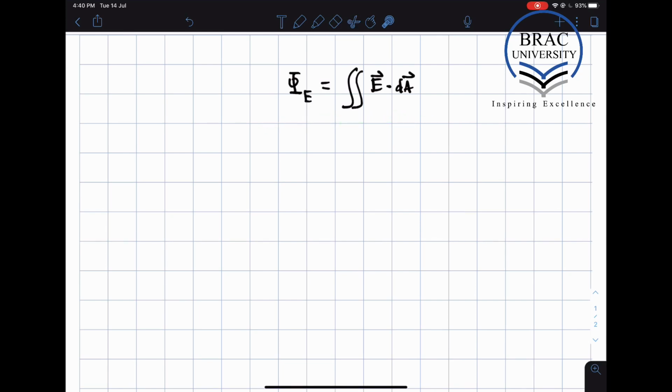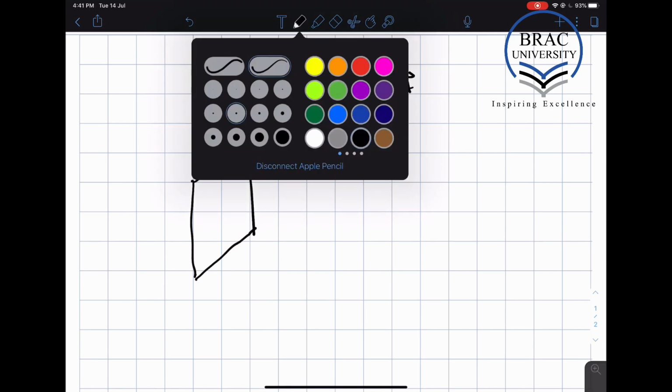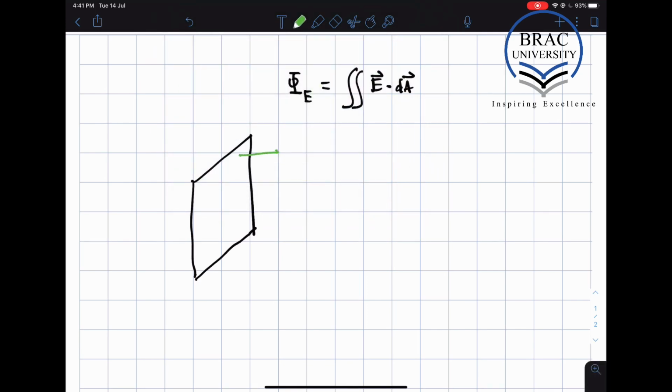And in this lecture, what we shall do is look into more detail about how to understand this. So let's start with a simple example. Consider a flat rectangular open surface. So here we have a flat rectangular open surface. And let's take a uniform electric field that is perpendicular to that surface. So let me imagine a uniform electric field, and this uniform electric field is perpendicular to this surface.